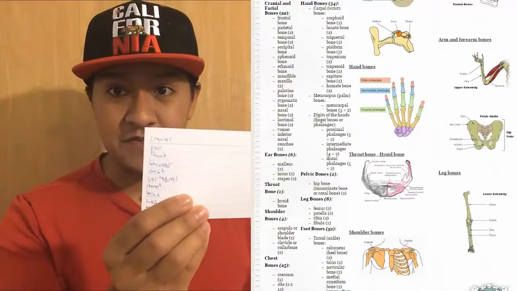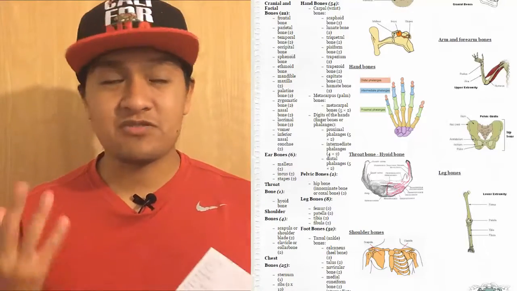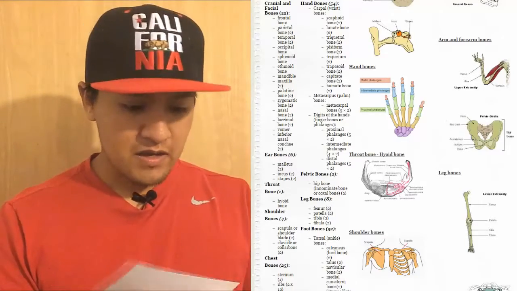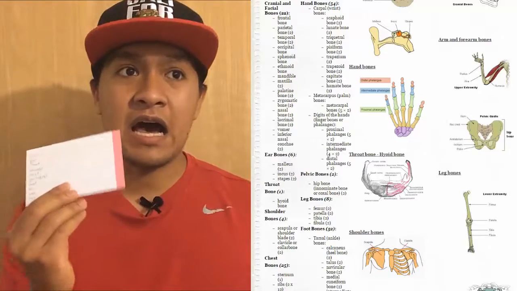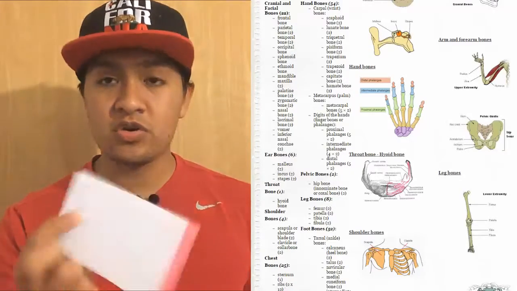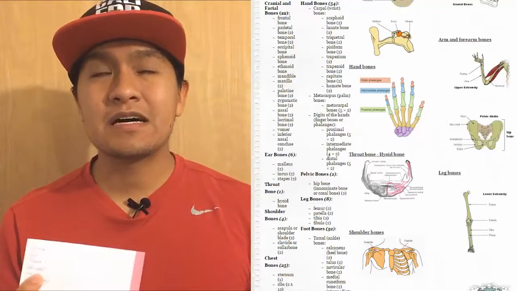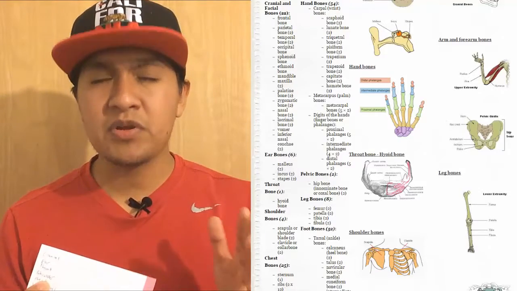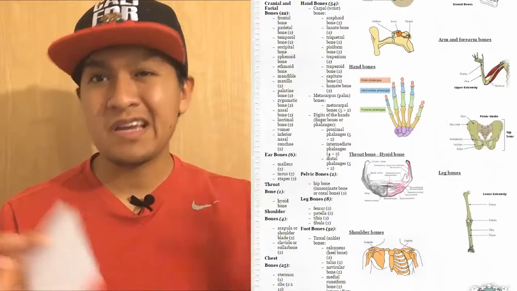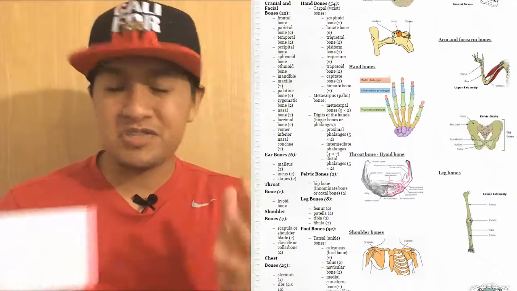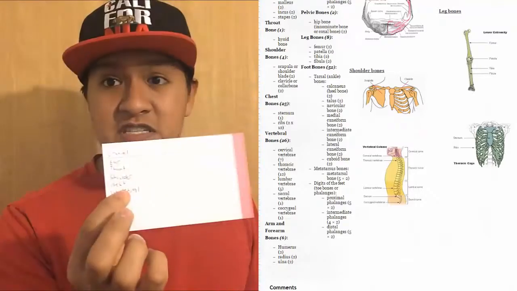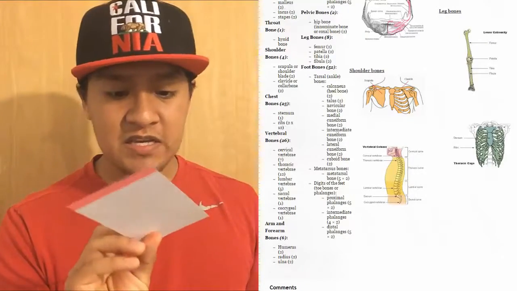Next is the ear. So we have, that's easy, it's only three. You have the malleus, incus, and stapes. Then we have the throat, which is the hyoid bone. Then we have the shoulder, which is going to be the scapula and the clavicle. And I know some of them have multiple names. I could, if I want to, learn them all, but it doesn't really matter as long as I can identify the main one. So next we have chest, which is sternum and ribs, pretty easy.